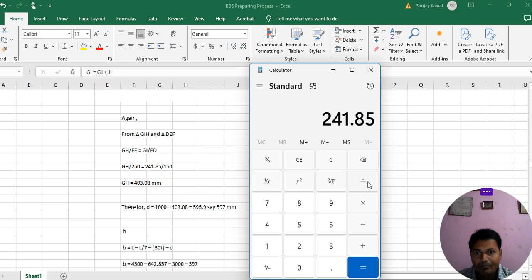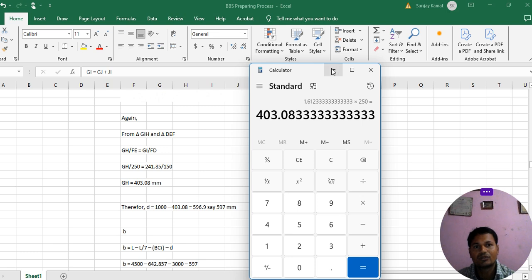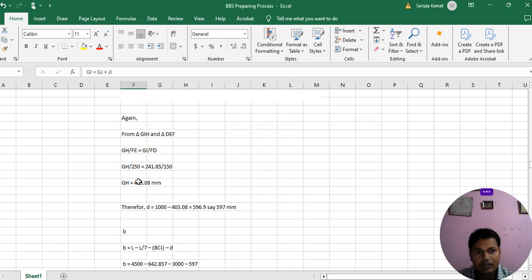241.85. Okay. Divide by 150. If you do, then how much will it come? 1.61. Okay. Now multiply with how much? 250. How much will it come? 403.08. Okay. So in this way you can calculate for GH.